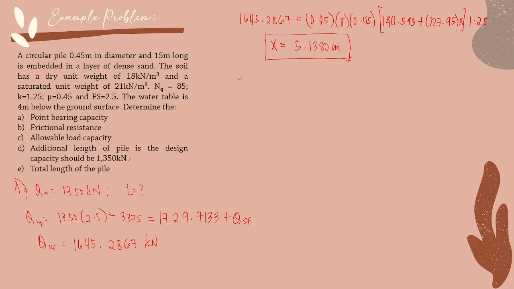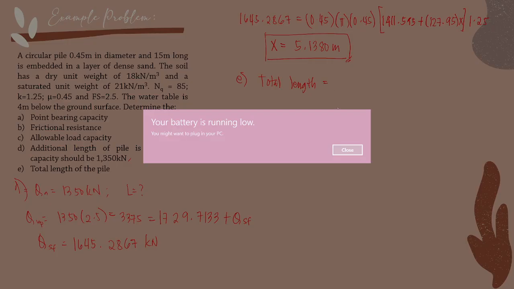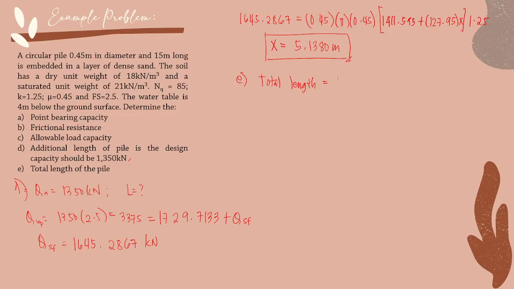And then lastly, yung total length. So this is equal to 15 plus 5.1380. So 20.1380 meters. So, class.